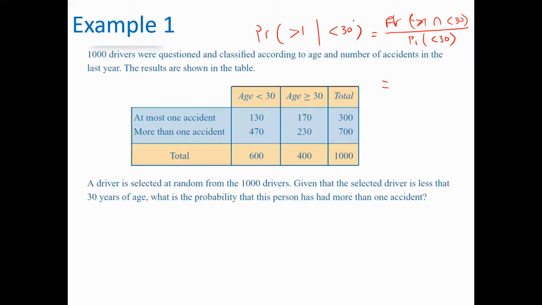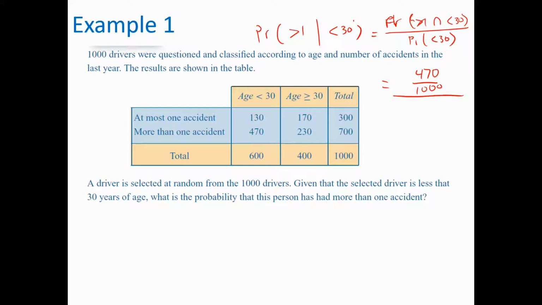If I were to answer this, what's the chance of more than one accident and less than 30? What's the chance of both of those two occurring? Less than 30 and more than one accident is 470 people out of how many in total? 1,000. That's the chance. If I asked you what's the chance of being less than 30 and having more than one accident, you would have said it's 470 out of 1,000 people.